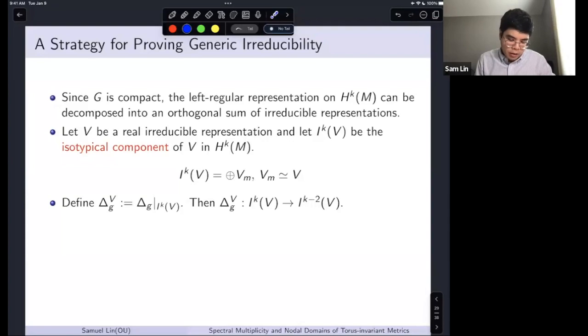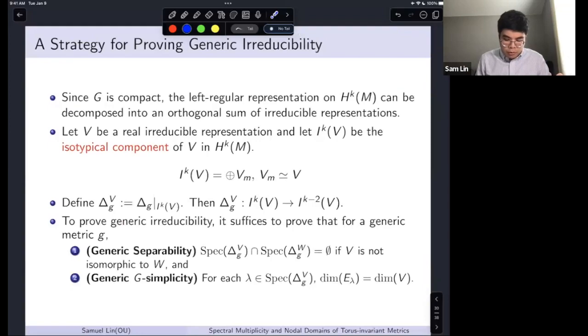Next, I define a restriction. I write Laplace_V to be the restriction of the Laplace operator to the isotypical component inside of H^k. Then this Laplace operator sends the isotypical component to itself. This is basically due to the fact that the action is by isometries. So to prove generic irreducibility, it suffices to establish the following two: we call the first one generic separability and the second one generic G-simplicity.